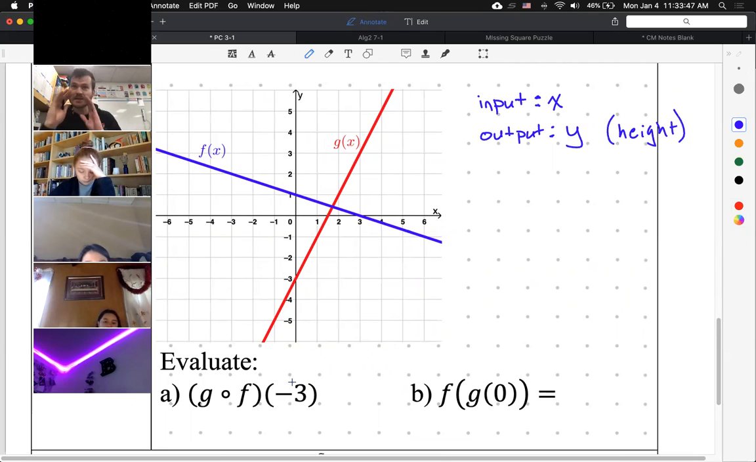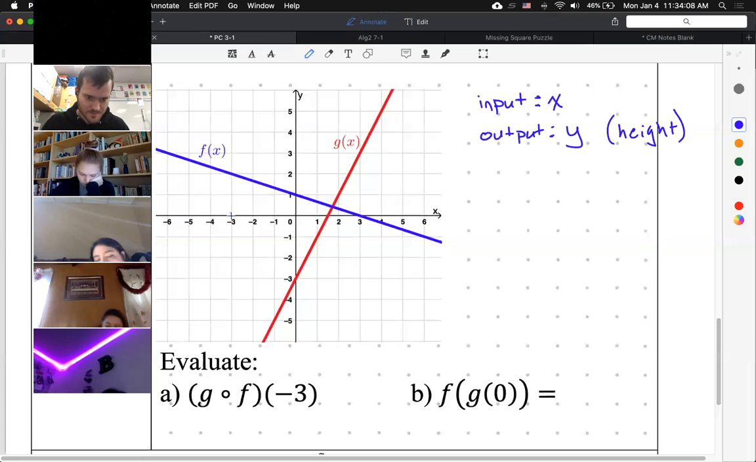The input, the X coordinate, is originally -3. What function is that going to go into first? Someone that hasn't participated very much. Emily, -3, is that going to go into F or G first? F. Exactly. Okay, so let's mark this on our graph.